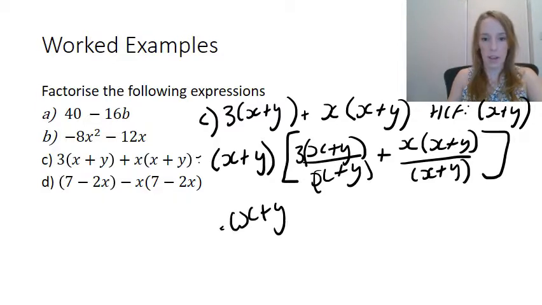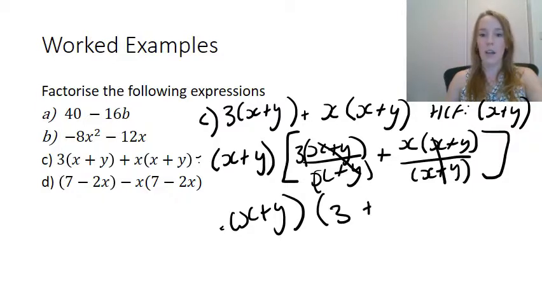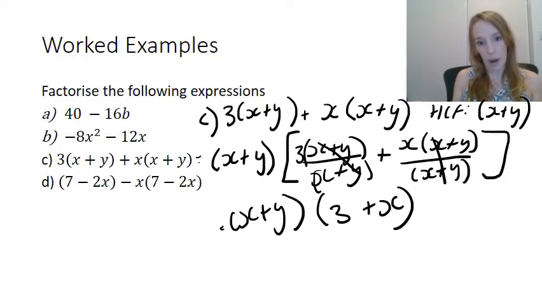So x plus y is on the outside, and inside our brackets, this will just cancel out, and we'll just be left with 3, and this will cancel out, and we're left with x. So our factorised version would be x plus y in our first brackets, 3 plus x in our second brackets. And again, if you want to check whether that's correct, you can expand that out and see if it is, which it will be.